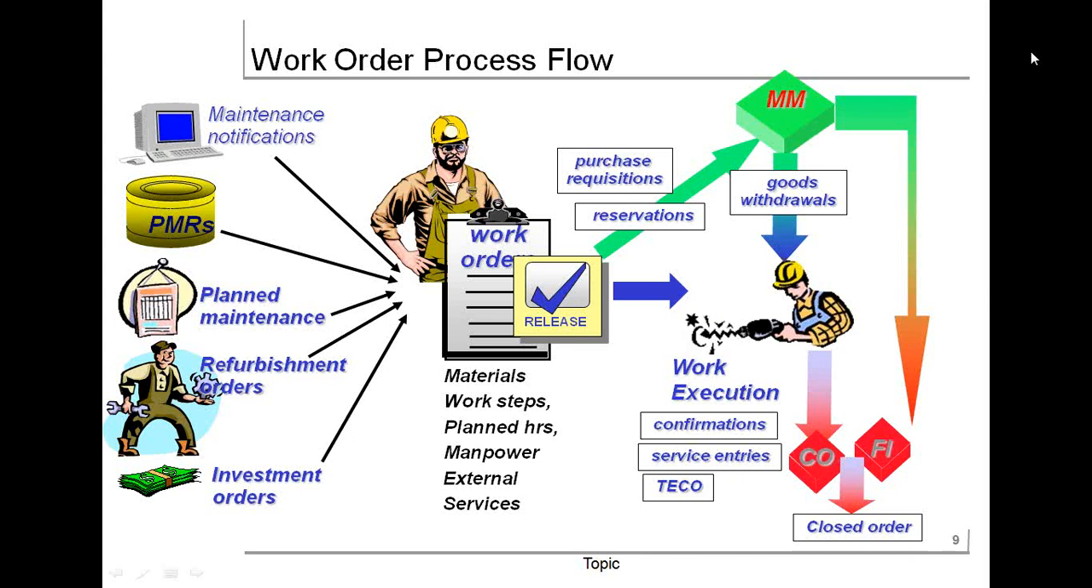Once we receive the goods, we have the manpower in hand and we execute that work. Once the work is completed, we have to confirm that we have completed the maintenance activity. After that, we have to enter the service entry sheet. It's basically for the third party. If any third party service is involved, then we have to enter the service entry sheet. Only then will they get the payment. Otherwise, they will not get the payment. It is the third party services confirmation.